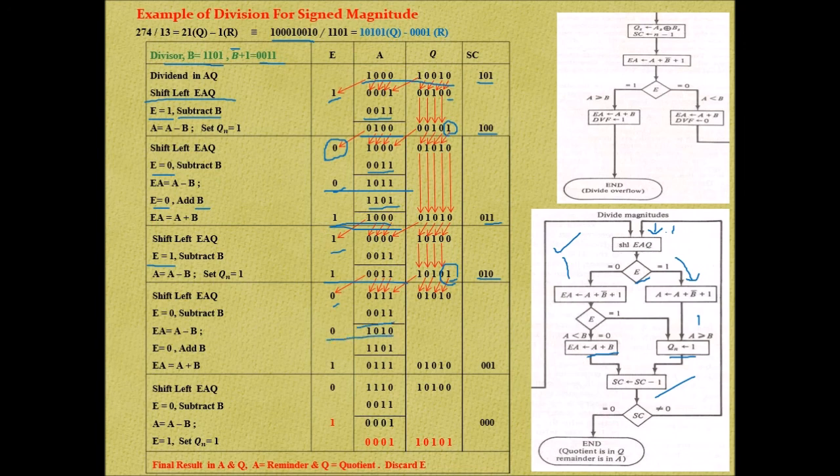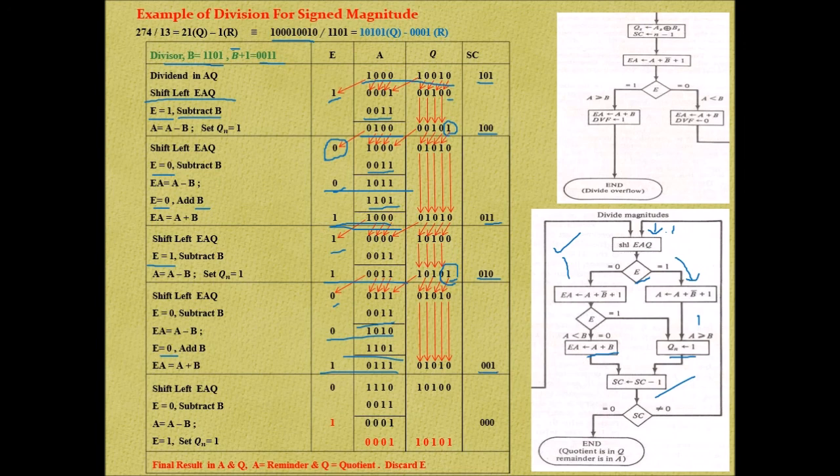Again I have to now check E. Here E is again equal to 0. If E is equal to 0, then A plus B, that means add A. Addition of A is performed here and the result is stored in EA. Again the rest of the bits are kept as they are. Now the sequence counter is again decremented. Now it is decremented to 1.